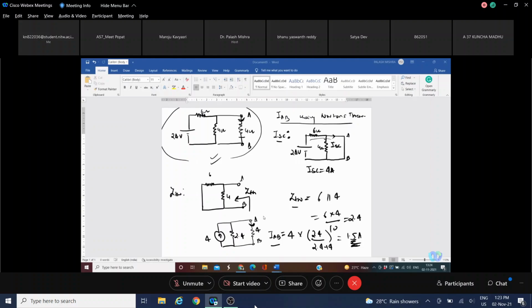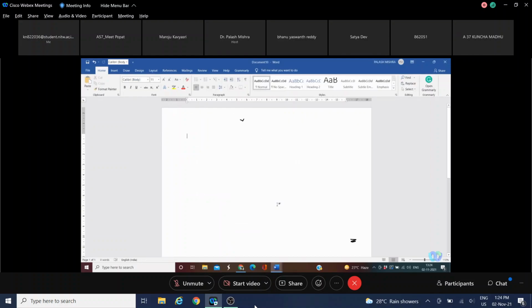Okay, so this was about Norton's theorem. Similarly, we have Thevenin's theorem also. In Norton's theorem you used to find the short circuit current. In Thevenin's theorem you have to find the Thevenin's voltage. That's the only difference.